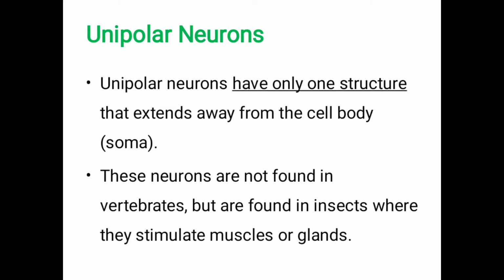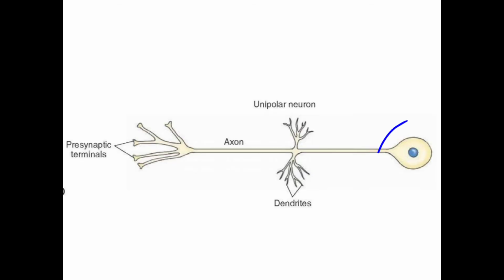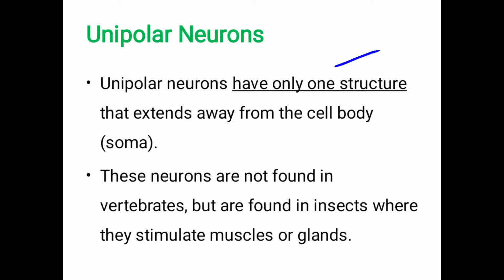Unipolar neurons have only one structure that extends away from the cell body. Here this is the cell body. From here one structure extends from its left side, that is the axon. From this axon we can see the origination of dendrites. And this kind of neuron, the unipolar neuron, is not found in vertebrates. It is exclusively present in invertebrates. For example, unipolar neurons are found in insects where they stimulate muscles and glands.